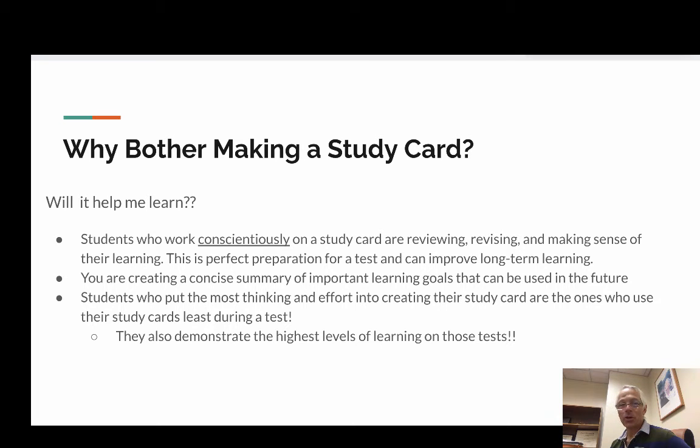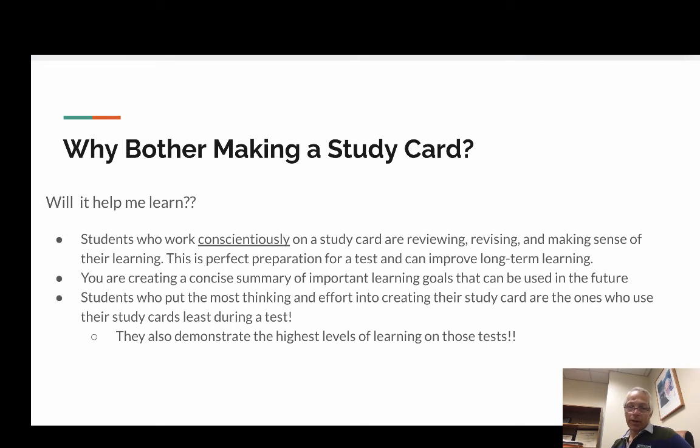Why do I do this? Why do I ask you to make a study card? Well, first of all, I am asking you, but you don't have to. If you don't want to make a study card, you certainly don't have to. I would want you to know ahead of time, though, that by far the students who've had the most success in my class in terms of how much they learn and how successful they are in terms of their grades, those are students who do the most conscientious job making a study card.